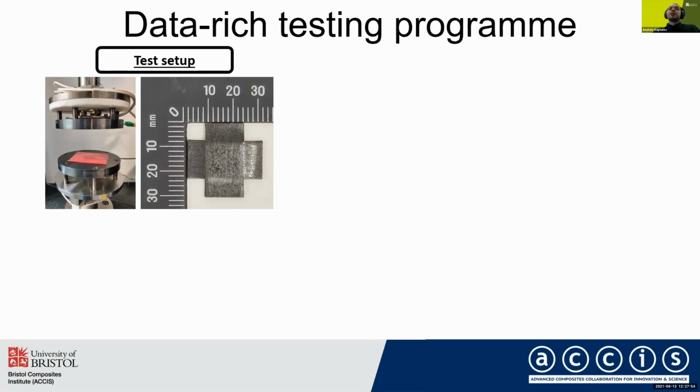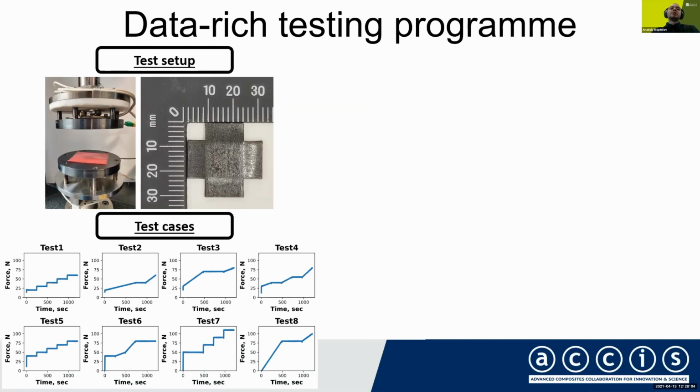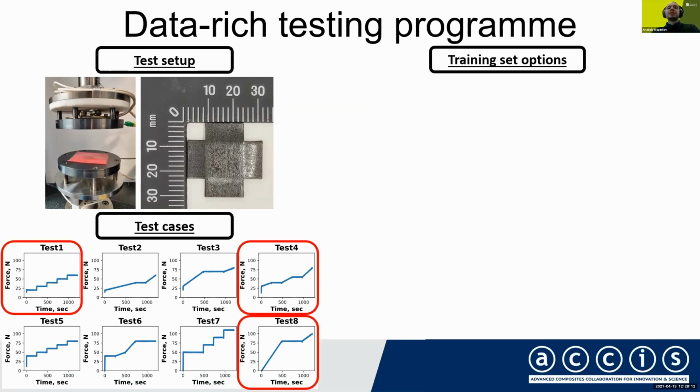So the next question is how to conduct this characterization test. The first option is to conduct a data-rich testing program. Here we conducted a compression test on a cruciform sample. We had 8 tests which covered various load rates and load amplitudes, and we randomly picked 3 tests to use as a training set, and the rest were used for validation.